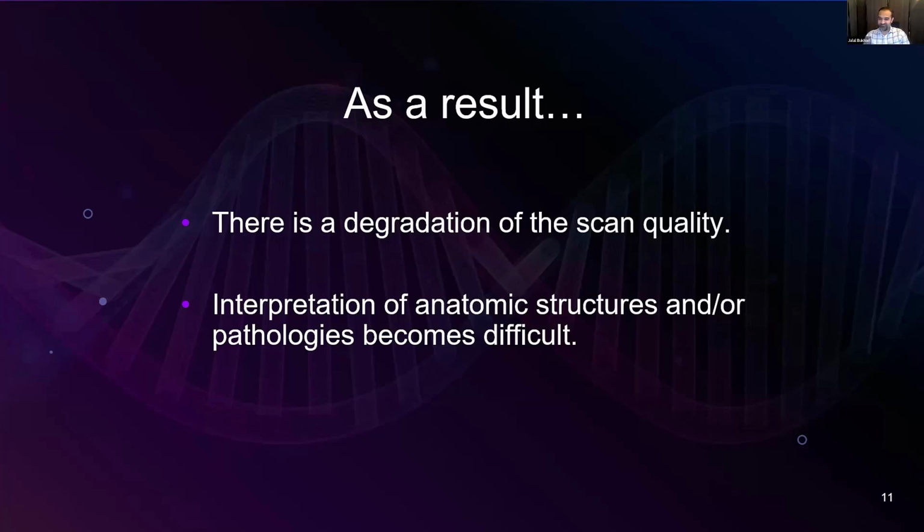Yeah, sure. So again, in the end, what happens as a result of these artifacts? As we mentioned earlier, there's a degradation of the scan quality, and as a result, the interpretation of anatomic structures or even pathologies becomes difficult. Therefore, it's imperative that we understand such artifacts and try to reduce them where we can. Yeah, so we have beam hardening, streaking, and patient movement. Something common we see in all of the scans.